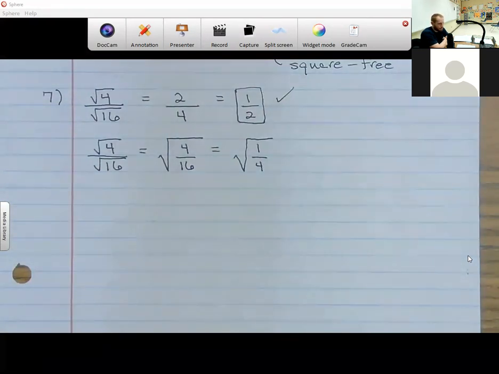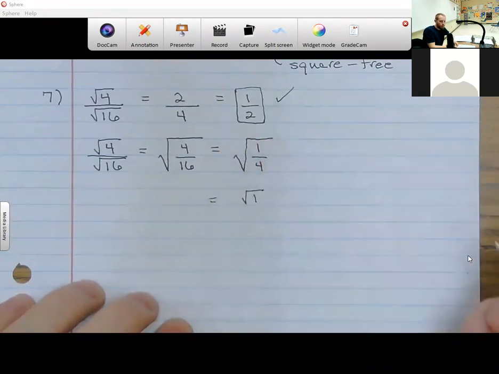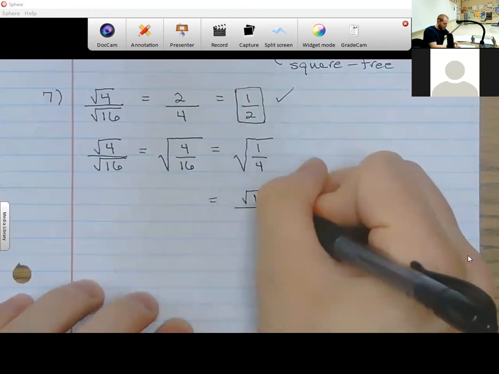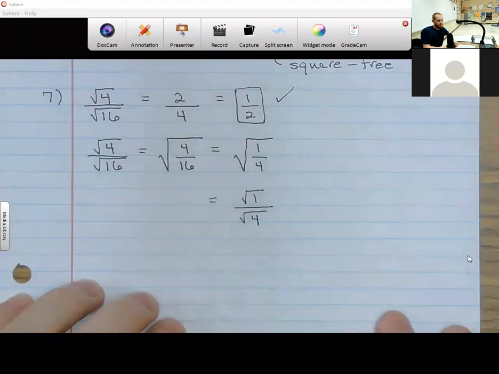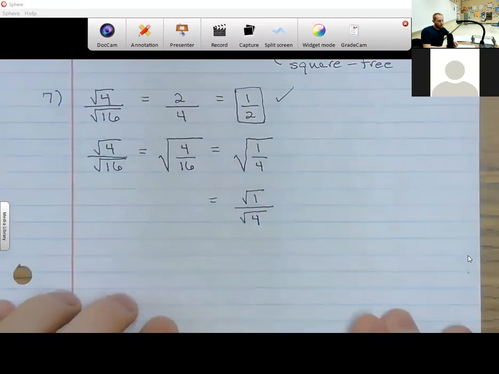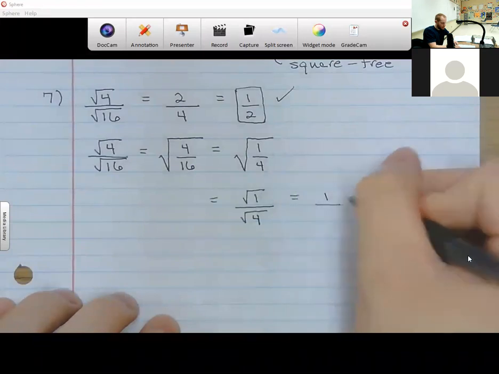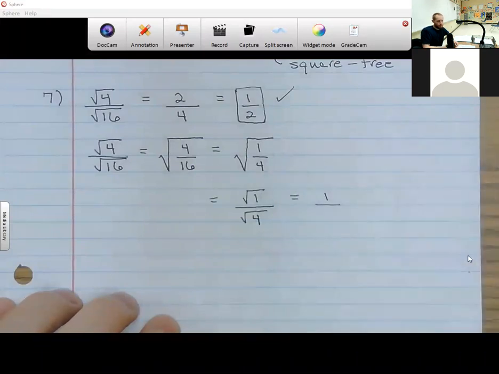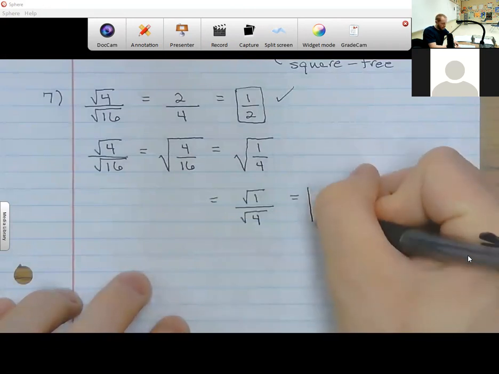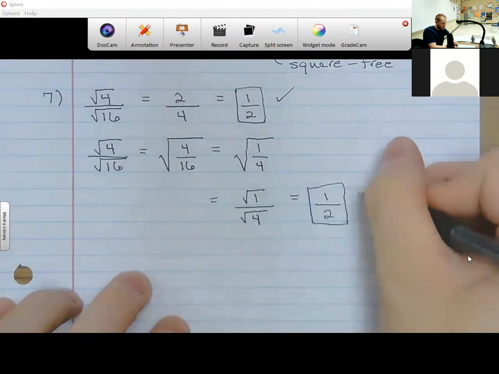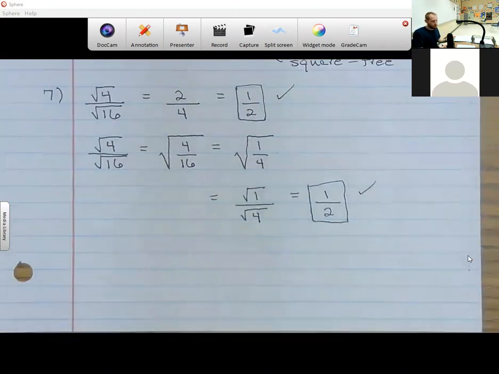Well, I can break that up, right? I can break this up into a top, which is just square root of 1, and a bottom, which is just square root of 4. Okay, so then what would that be? What's the square root of 1? That would be 1. What's on the bottom? What's the square root of 4? That would be 2, right? So in the end, I get the same answer, 1/2. All right? So that's how you divide using square roots.